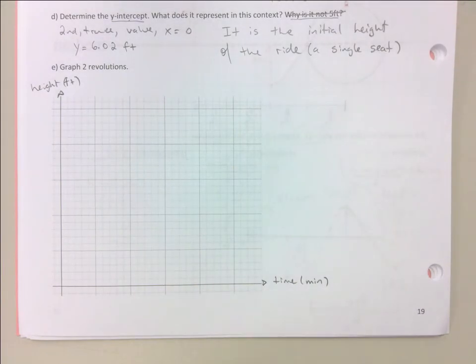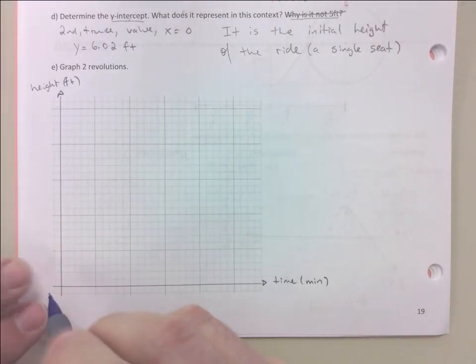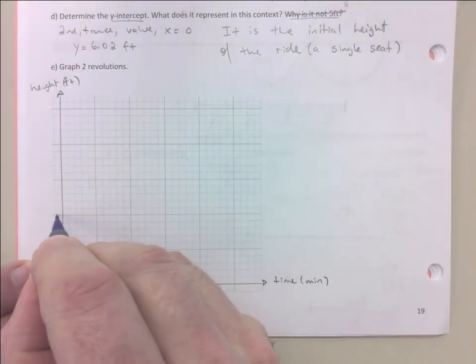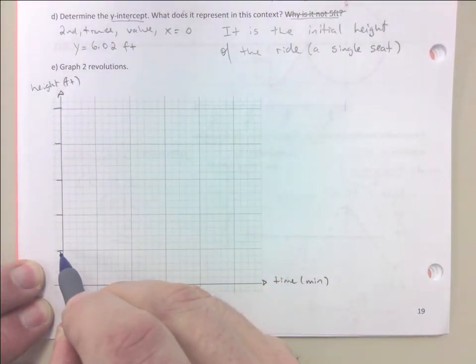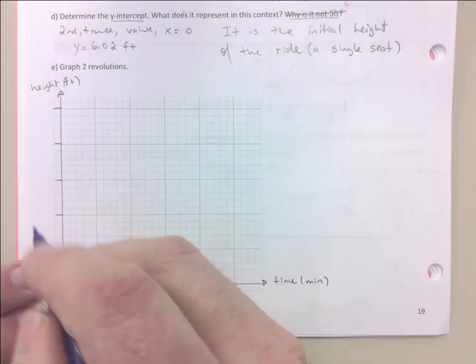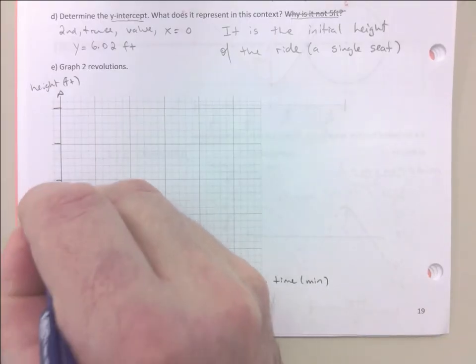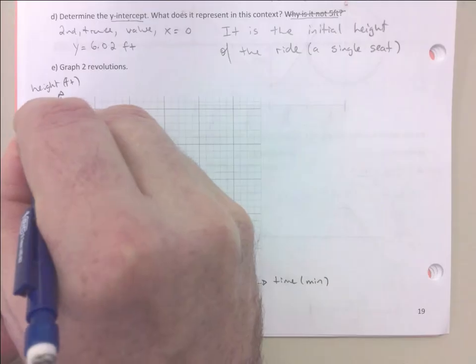Remember, along the y, we're interested in the low, the mid, and the high. So let's see here. If I make this 5, 10, 15, 20, that's not going to work at all. If I make this 10, 20, 30, 40, that will work. So I'll make this 10, 20, 30, 40, 50.